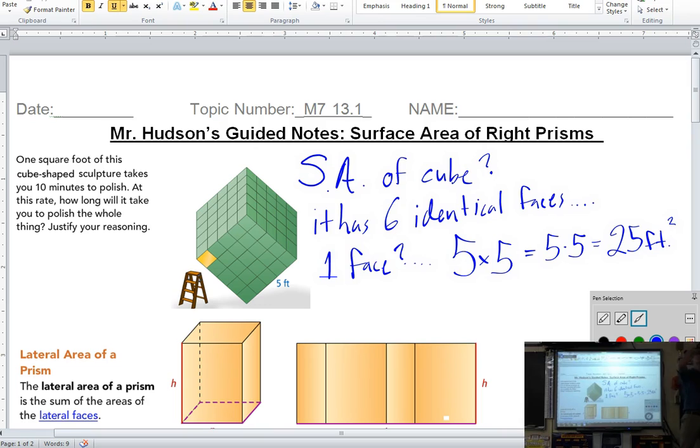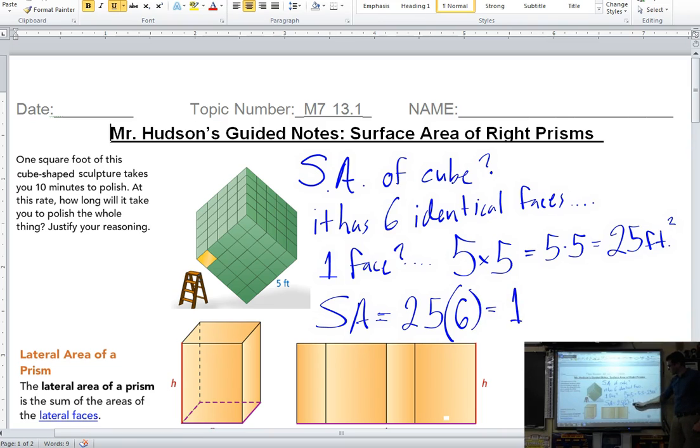So for the whole thing, to calculate my surface area, what do I need to do? So we're going to say I have 25, but I actually have 6 faces of that, which will give me a total surface area of 150 feet squared.